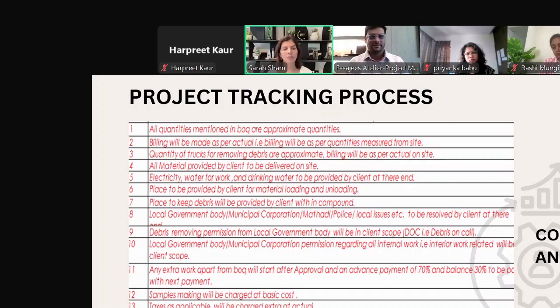Electricity, place provided for material loading, unloading. Debris, you have to assign a place for debris. No local issues are going to be on our heads. Any extra work will start on approval and advance payment of 70%.